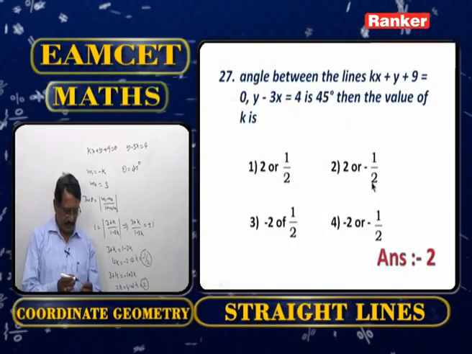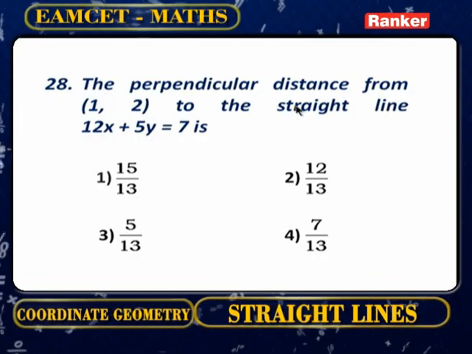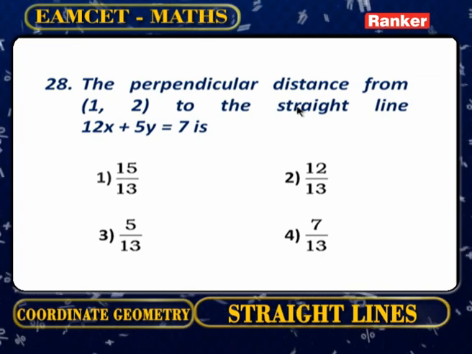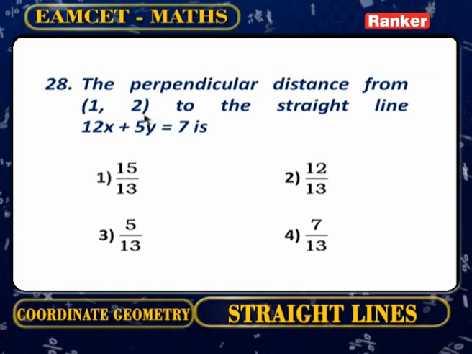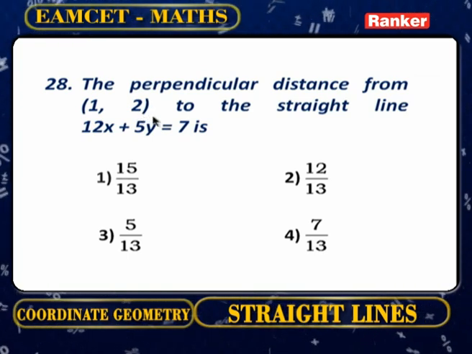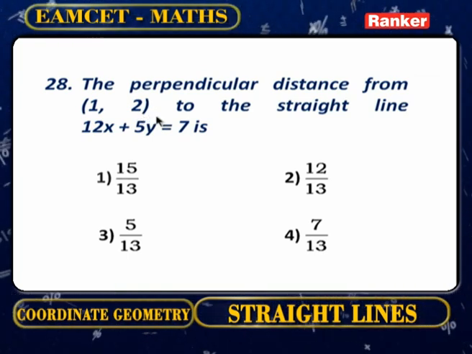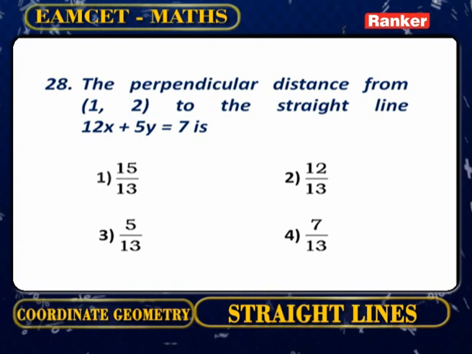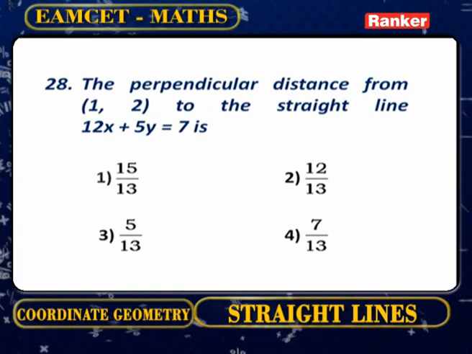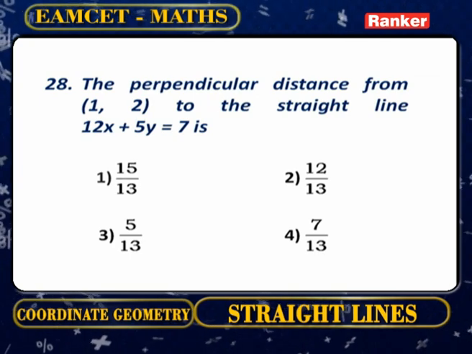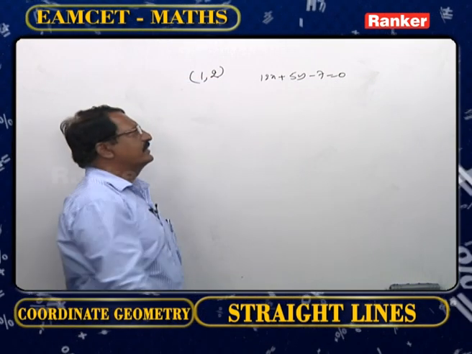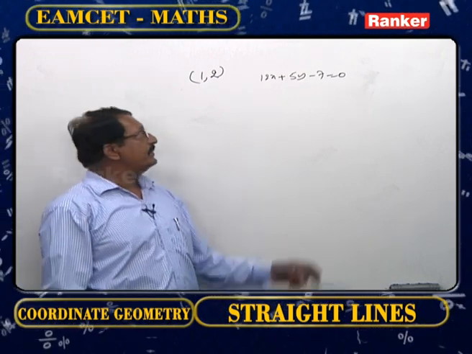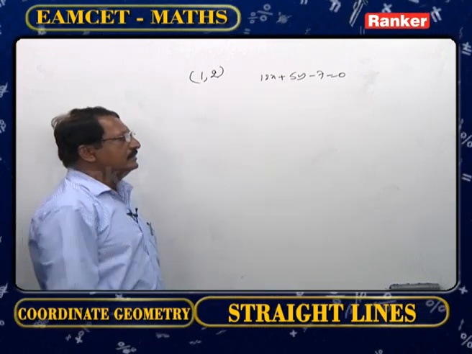Now second question. The perpendicular distance from the point (1, 2) to the straight line 12x + 5y - 7 = 0 is? We require the perpendicular distance from a given point to a given line.